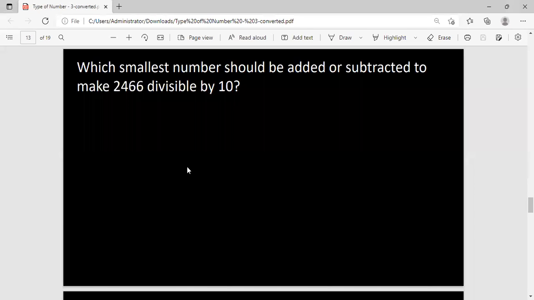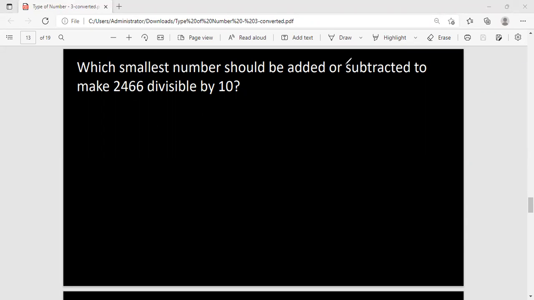Now let us move further, guys. Easy. Which smallest number should be added or subtracted to make 2466 divisible by 10? But before performing this question, we should know the divisibility rule of 10. The divisibility rule of 10 says, if a number ends in a 0, I mean, the unit place should be 0. You know the table of 10: 10, 20, 30, 40. Every term is ending in 0. So if a number is ending in a 0, then automatically the number is divisible by 10.